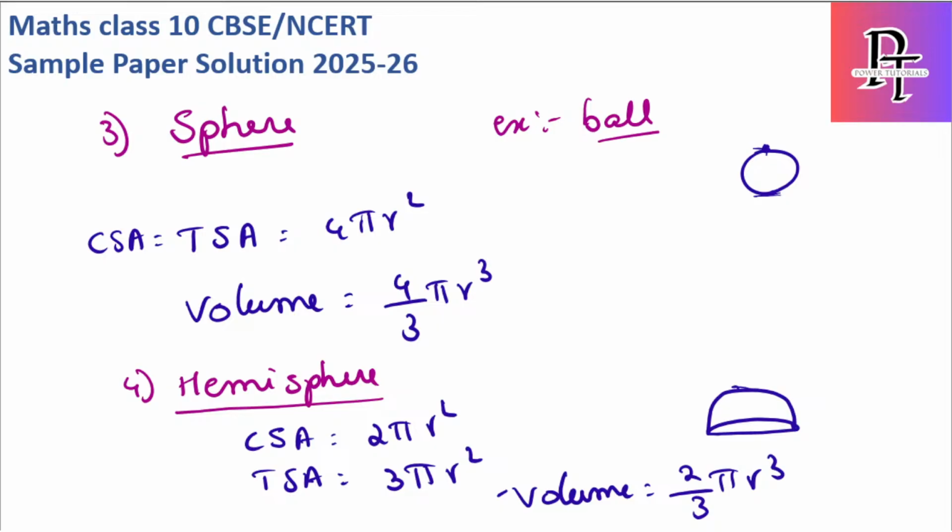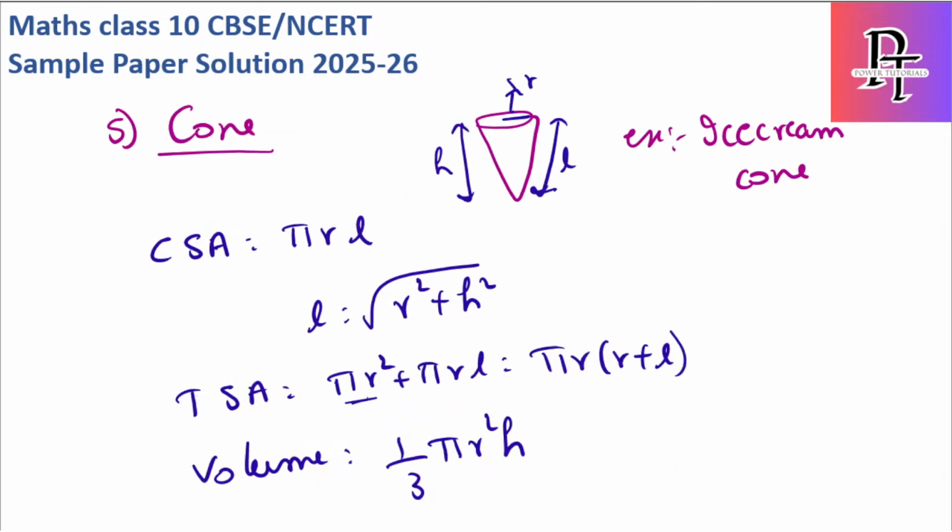And then you have hemisphere, which is half of sphere. CSA is 2 pi r square, TSA is 3 pi r square, because we have a base here which is pi r square. Thus the CSA 2 pi r square plus pi r square becomes 3 pi r square, and then we have volume which is 2 by 3 pi r cube. Then we have cone, pi r l, and l is root of r square plus h square, and then TSA which is pi r square plus pi r l, which is pi r into r plus l, and then you have the volume formula which is 1 by 3 pi r square h.